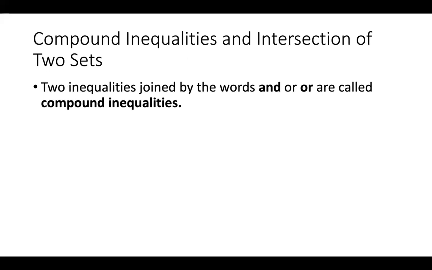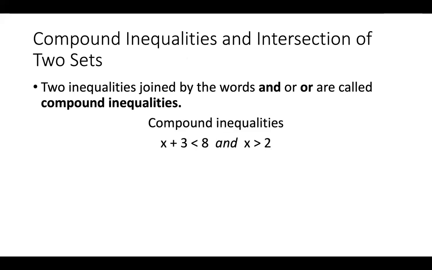Okay. So compound inequalities and the intersection of two sets. Two inequalities joined by the words "and" or "or" are called compound inequalities. For example, x plus 3 is less than 8 and x is greater than 2. So that is one inequality joined by the word "and." What it's saying is that any solution has to make both of those inequalities true.